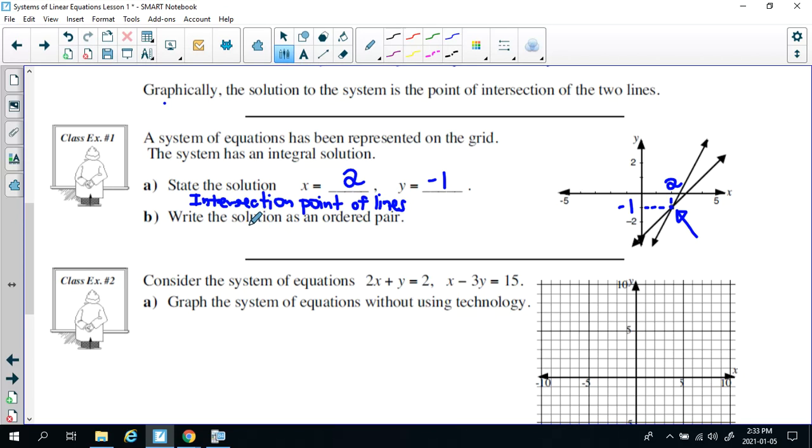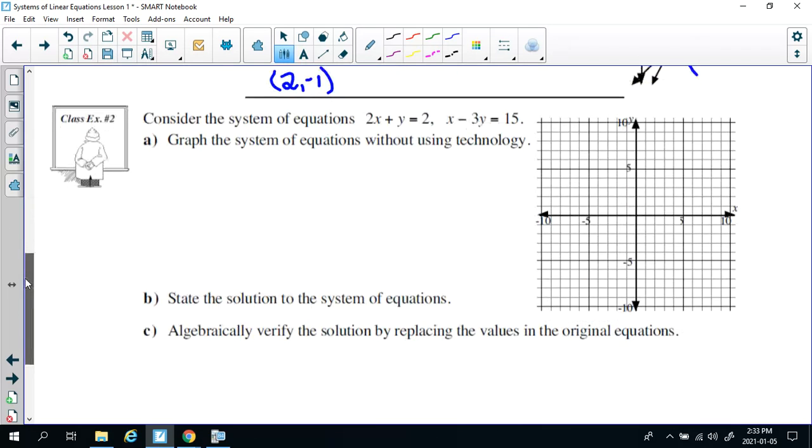Okay, so just write the solution as an ordered pair. Okay, no problem. Your x coordinate would be 2, and your y coordinate would be -1. So that's my solution to that system. Okay, let's look at another one.